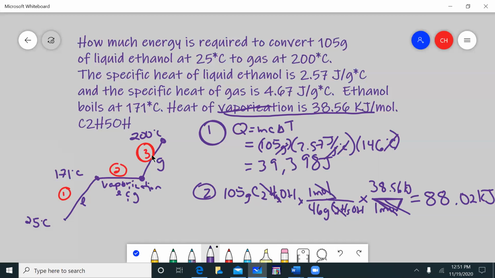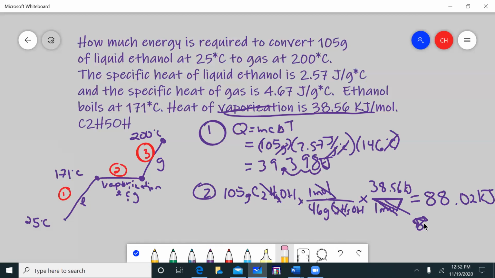So this is in joules. I know this other thing's going to pop out in joules, so I'm just going to convert this to joules while we're here. Actually, no, I'm going to convert this to kilojoules because the numbers get kind of big. So this is 39.39 kilojoules, 88 kilojoules.